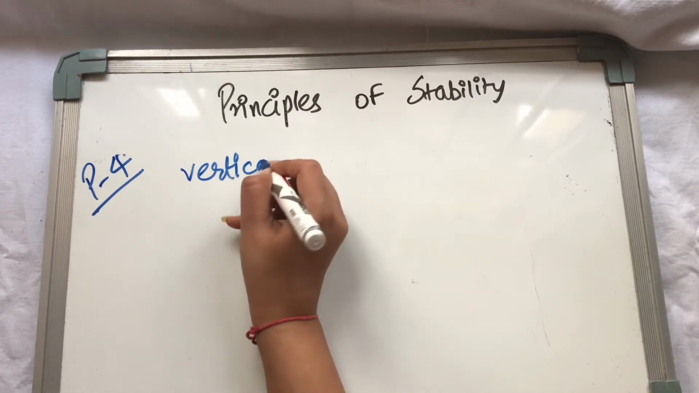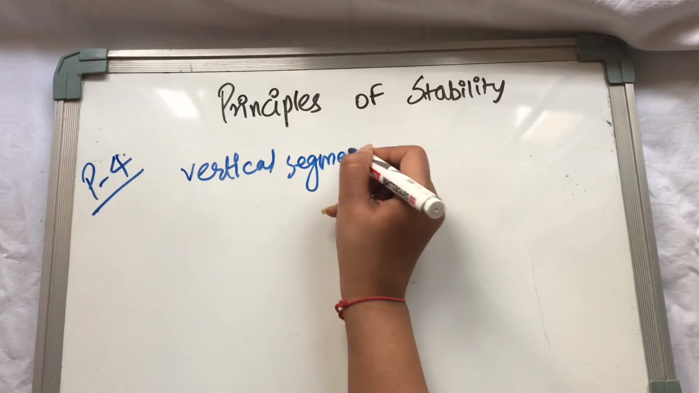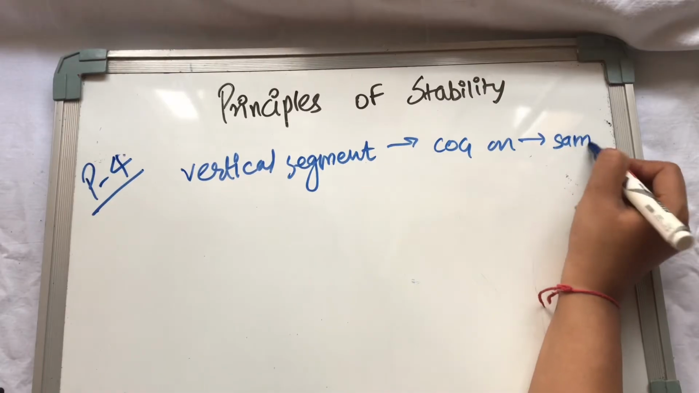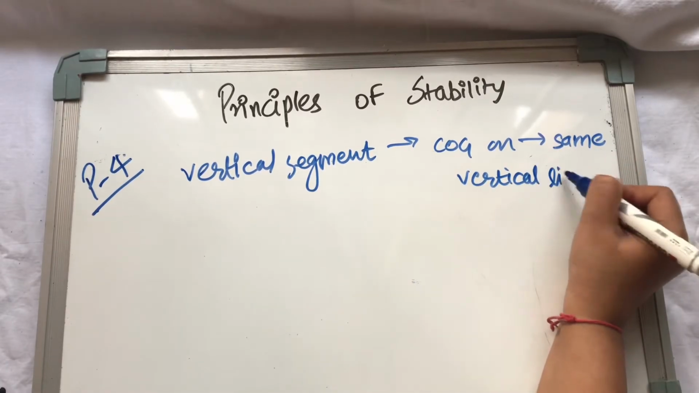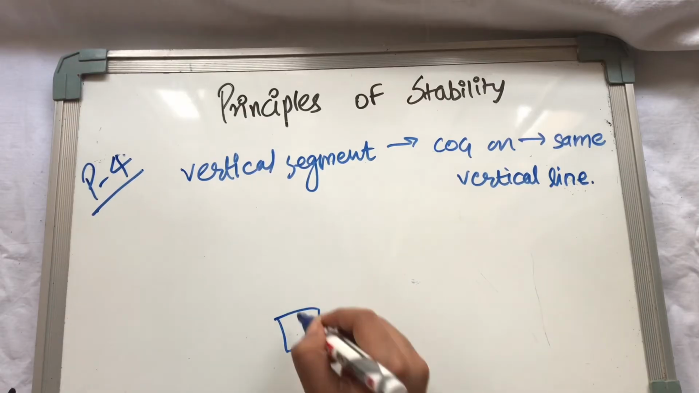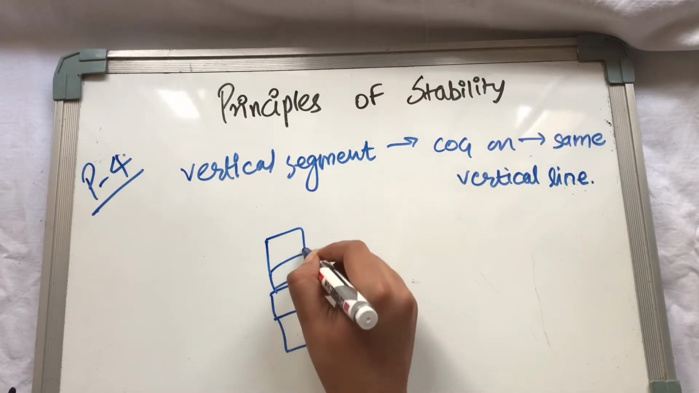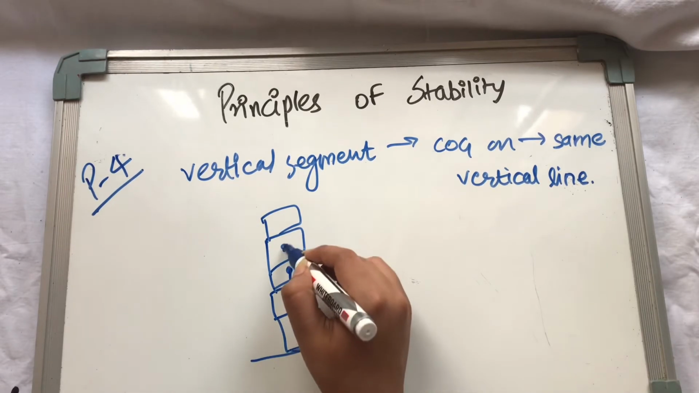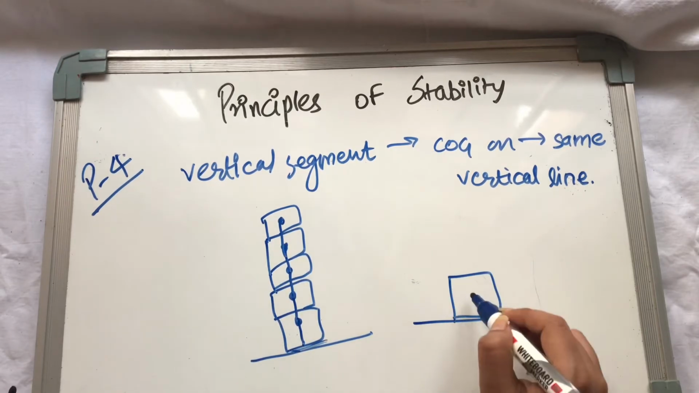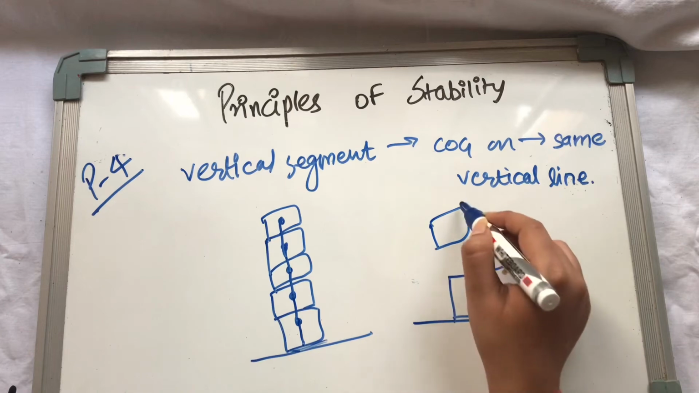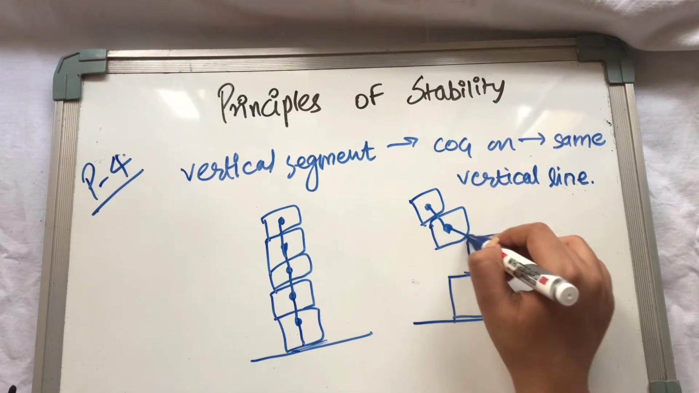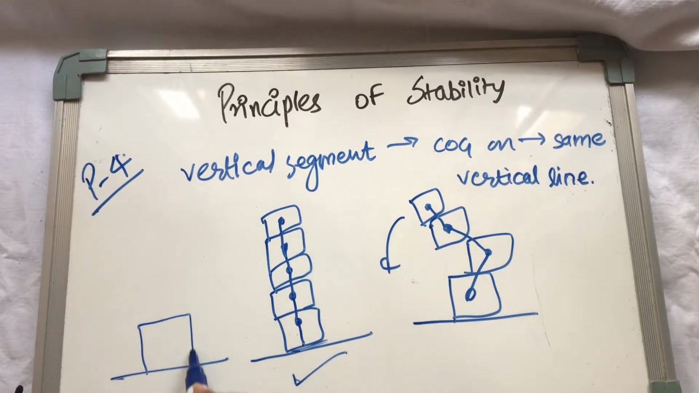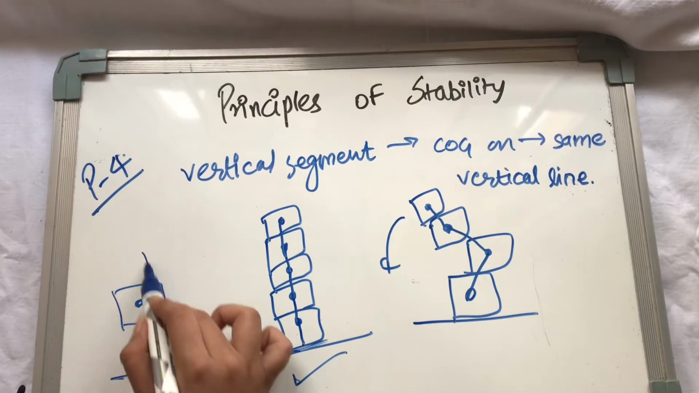A vertical segment of the body, column of blocks or human body should have the center of gravity of each weight-bearing segment in the same vertical line, so that stability can be maintained. For example, if these blocks are placed one on another, then we can see here that their center of gravity falls on the same vertical line, which makes them more stable and less resistant to fall. But if blocks are placed such that, as shown here, their center of gravity does not fall on the same vertical line, then they tend to fall more easily.